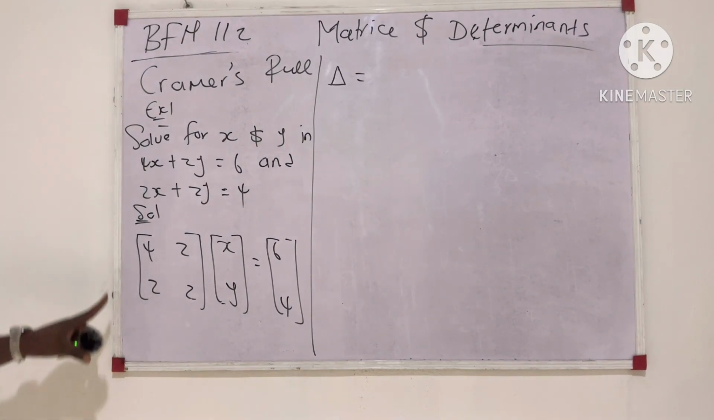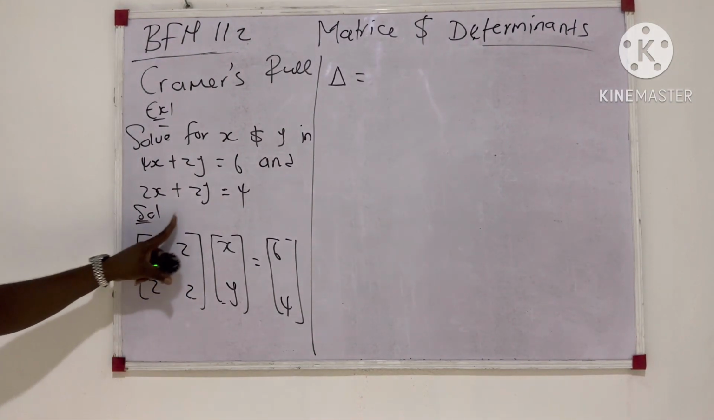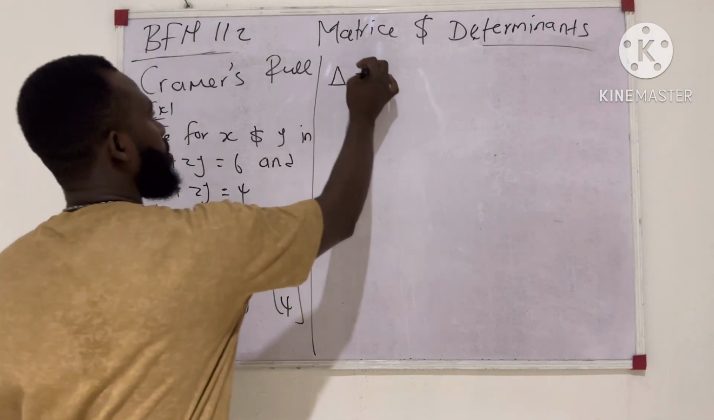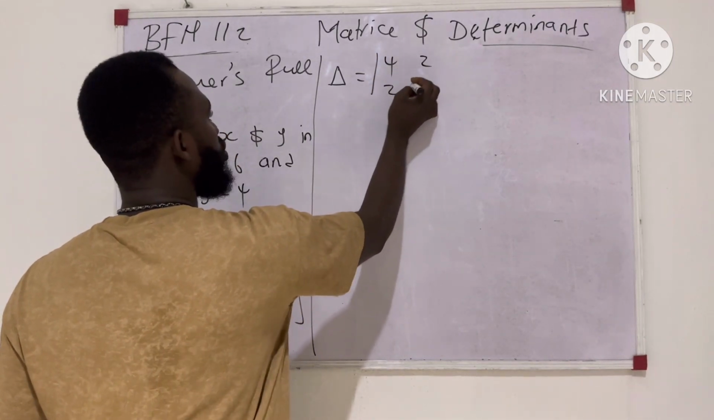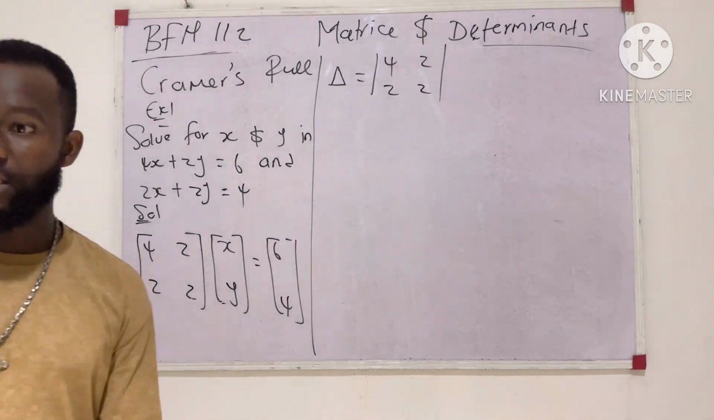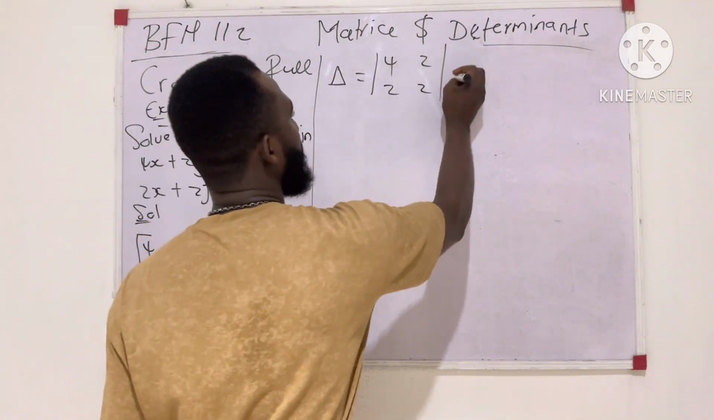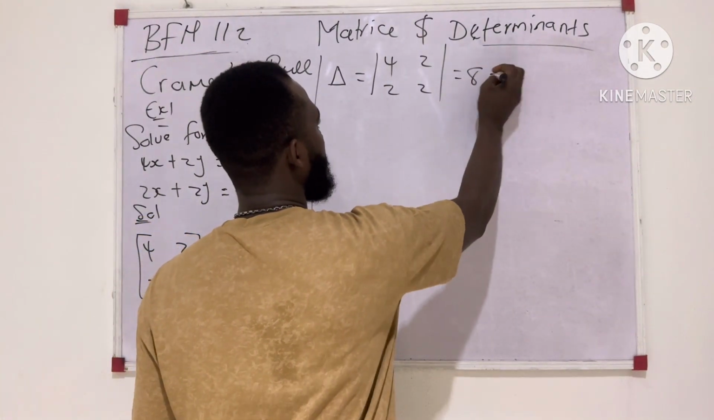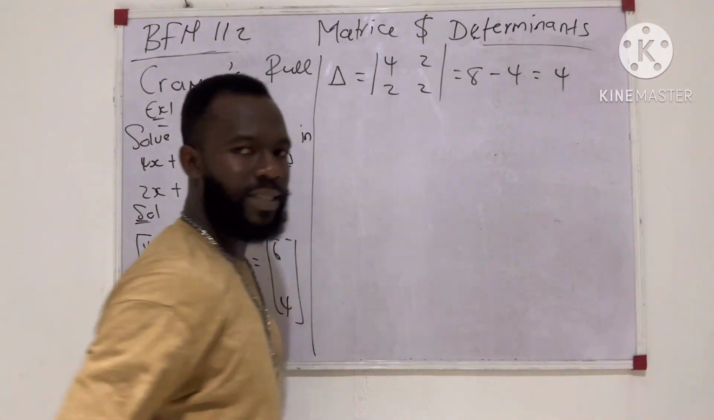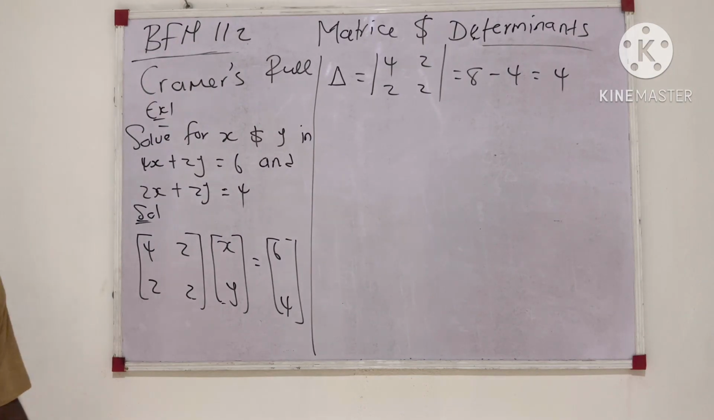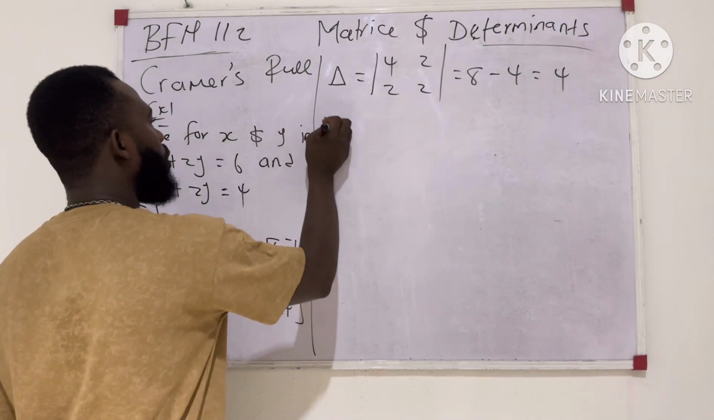Like I said, change means looking for the determinant of this matrix, which is 4, 2, 2, 2. Now, class, let us look for the determinant. 4 times 2, 8. 2 times 2, 4. So, class, what is 8 minus 4? 4. That is the value for change. Nothing more.